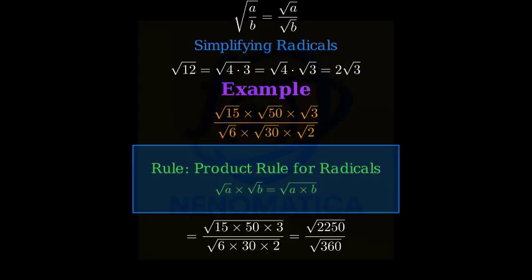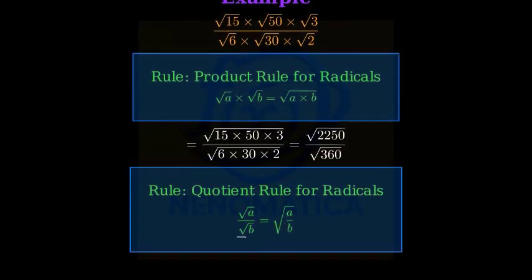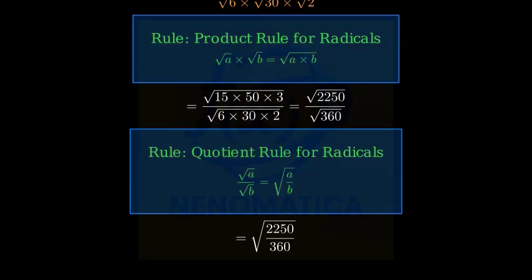Now, let's apply the quotient rule for radicals to simplify the fraction. Using the quotient rule, we can rewrite this as the square root of 2,250 divided by 360. Next, we'll simplify the fraction inside the square root. Let's divide both the numerator and denominator by their greatest common divisor. 2250 divided by 360 equals 25 divided by 4, or 6.25.